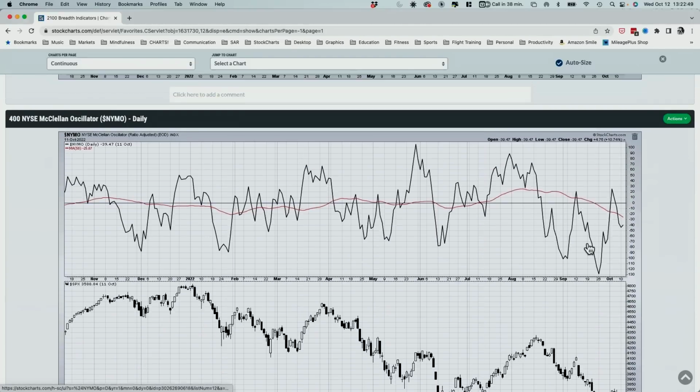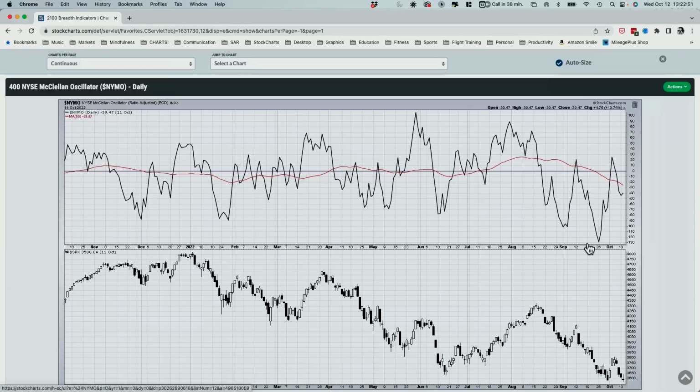Now, the McClellan Oscillator is sort of a derivative of the advanced decline lines, those 4 red lines that I showed you a little earlier in this segment, which are the cumulative advanced decline lines. The McClellan Oscillator basically takes moving averages of those advanced decline lines and turns them into this oscillator, right? And so it's meant to rotate above or below zero. If it's above zero, conditions are strong. If it's below zero, conditions are weak.